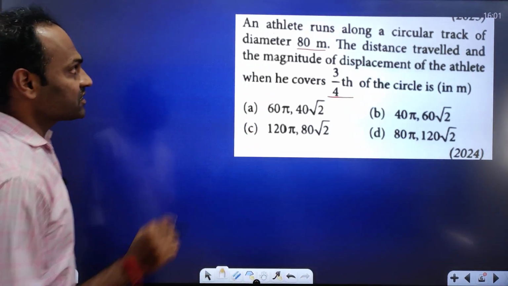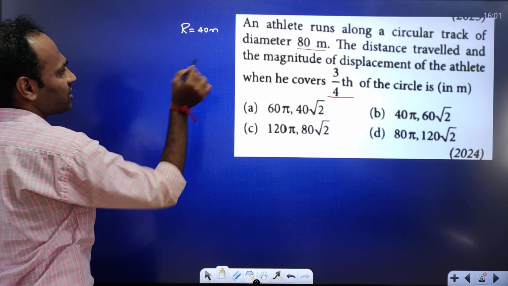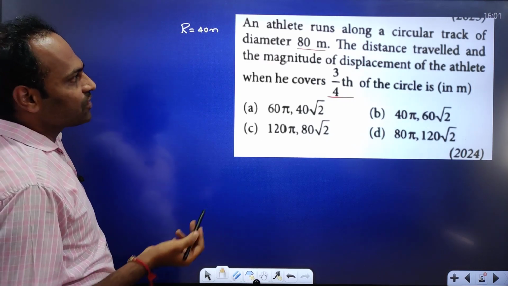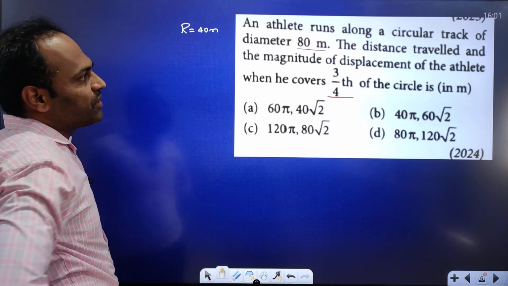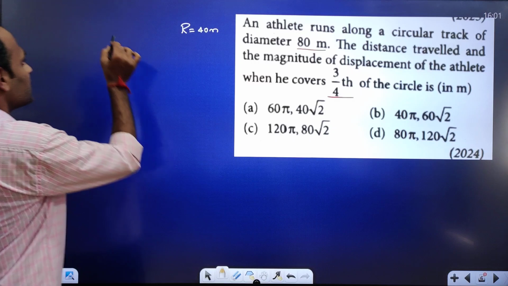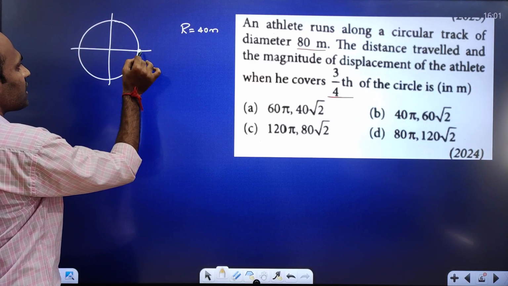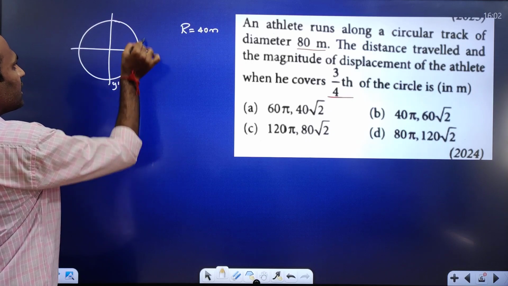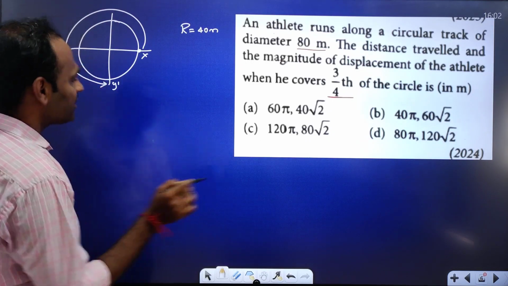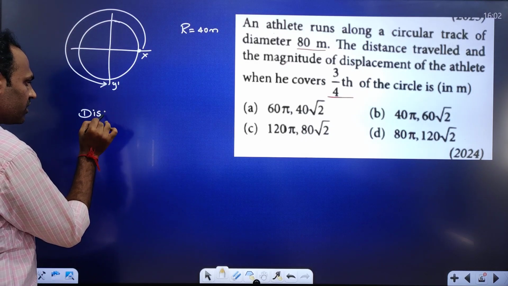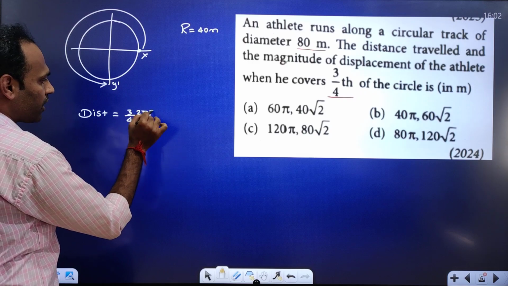3/4 of the circle. Radius is 40 meters. And how much has he covered? 3/4 of the circle. They are asking for the distance traveled and the magnitude of displacement. Okay, distance and displacement magnitude they are asking. 3/4 of the circle means he has traveled from x to y dash, from here to here, right? So first, distance traveled. Distance traveled is 3/4 of the circumference, 2 pi r, correct?